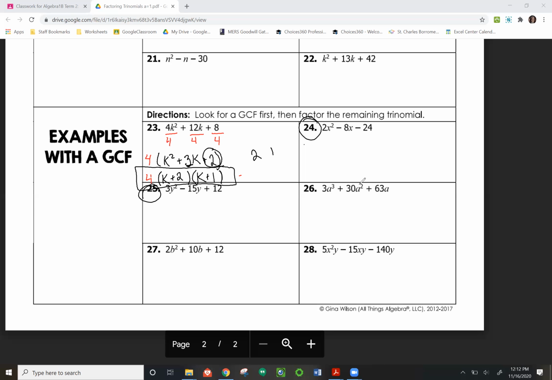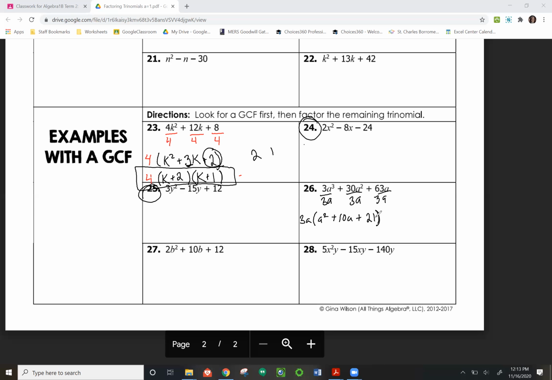So on 26, I have, let's see, I think I have an A in every single term, but I also can divide out a 3. So I can divide a 3A out of each term evenly. Okay, that's the greatest common factor. So after I'm done with that, I'll be left with A squared plus 10A plus 63 divided by 3 is 21, and the A divided by A is 1, so I do not have to write it.